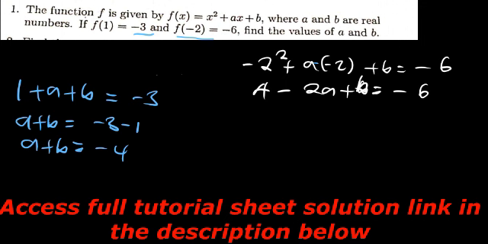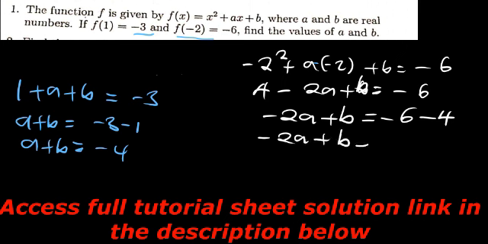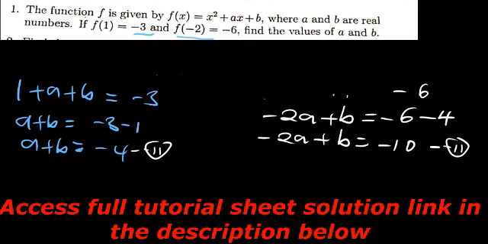So this will be negative 2a plus b is equal to negative 6. If I shift 4 to the other side, it will be negative 2a plus b is equal to negative 6 minus 4, which is negative 10. Now I can clearly see that this is my equation 2, and this is my equation 1. Now that we have two equations, it is going to be easy for me to find the values. So now this is a simultaneous equation.